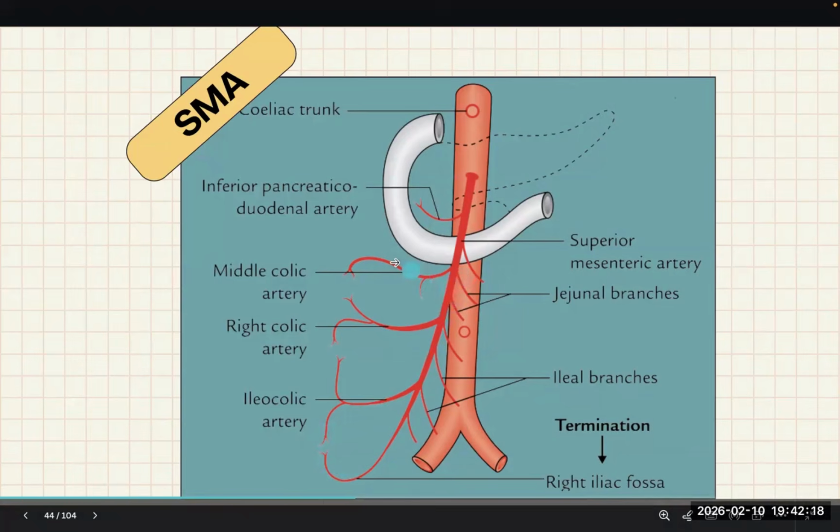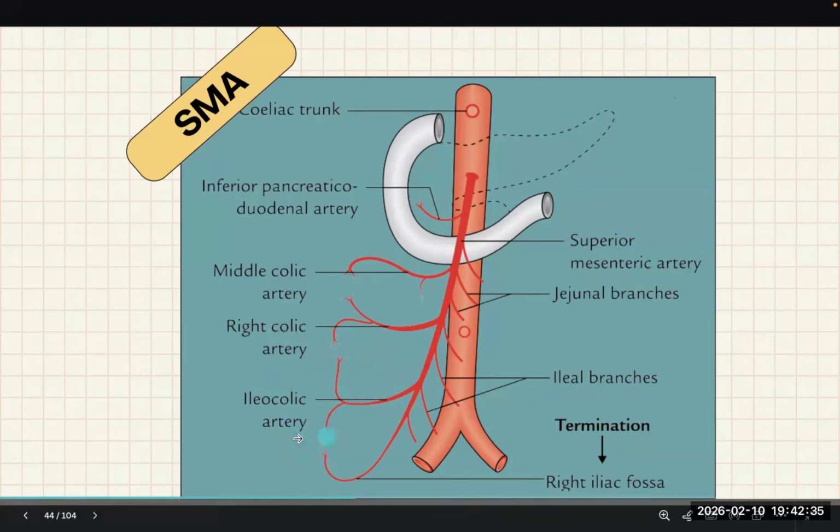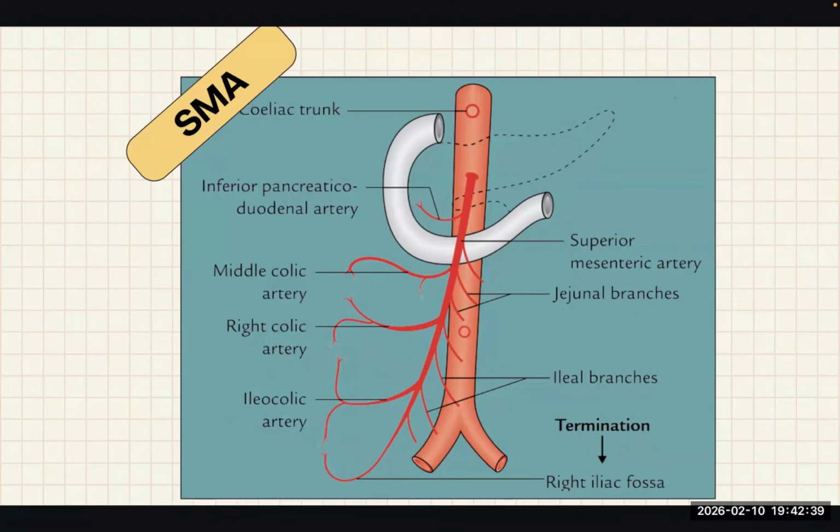So again, the middle colic gives right and left. The right anastomoses with the superior part of the right colic, and then you have the inferior part, which anastomoses with the superior ileocolic artery. Then the inferior branch of the ileocolic is going to give me the appendicular branch, cecal branch, ileal branch, and ascending colon branch.